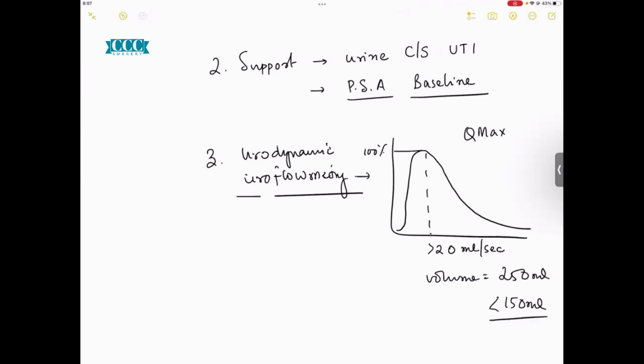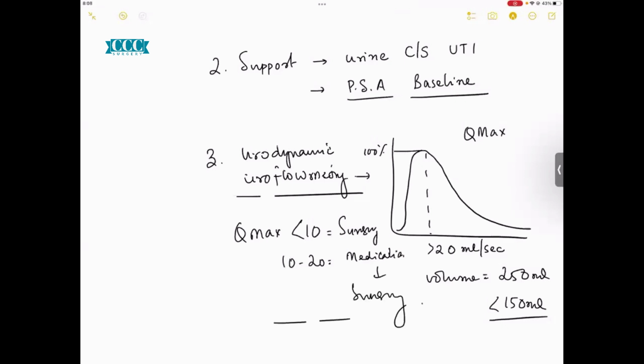So the Qmax is estimated, and depending upon the Qmax, if the Qmax is less than 10, the patient goes for an early surgery. If the Qmax is somewhere between 10 to 20, you can start medications and then maybe followed by surgery. So this completes the first basic things.